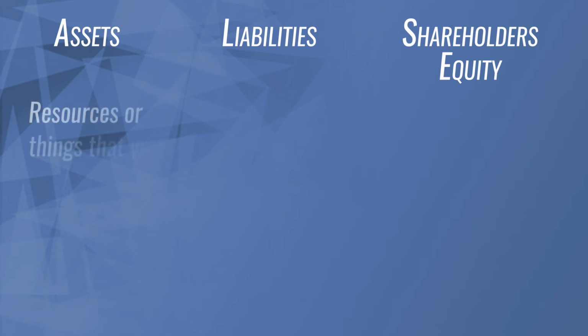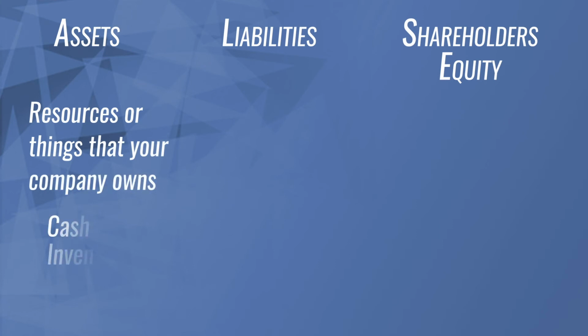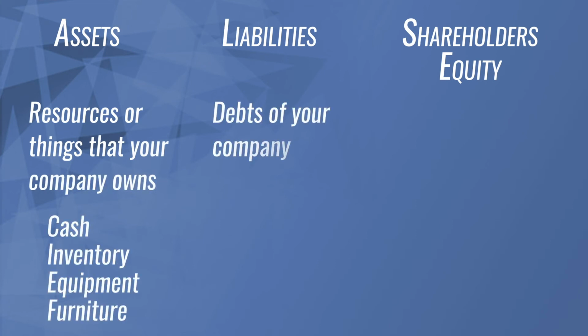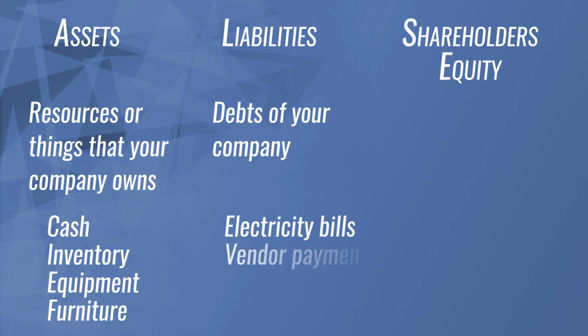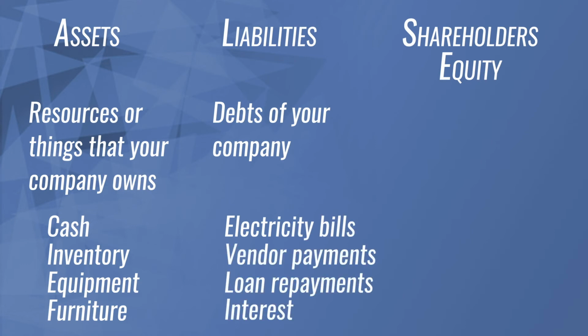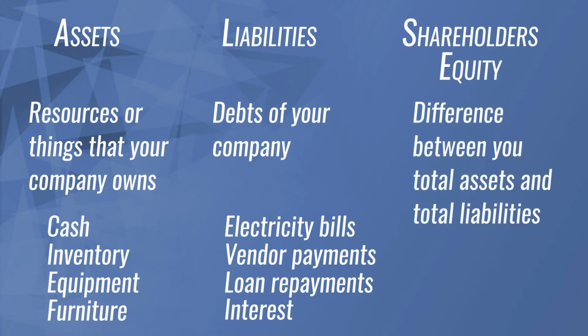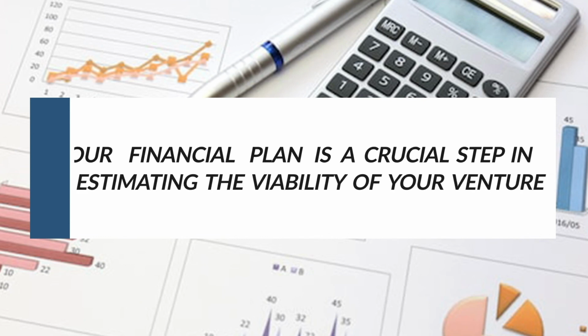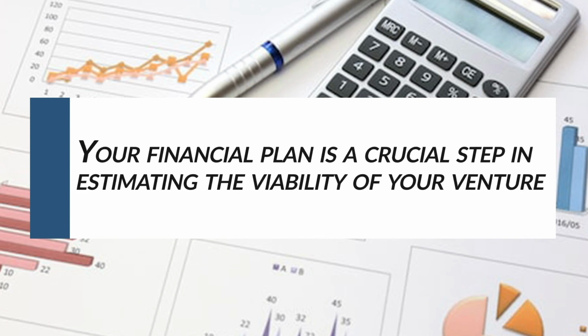Assets are the resources or things that your company owns. Liabilities are your debts or the amount that your company owes to its creditors. Shareholder equity is the difference between your total assets and total liabilities. The balance sheet is the financial template that draws on the figures you have entered in your profit and loss forecast. So go ahead and fill up your financial plan. This is a crucial step in estimating the viability of your venture.